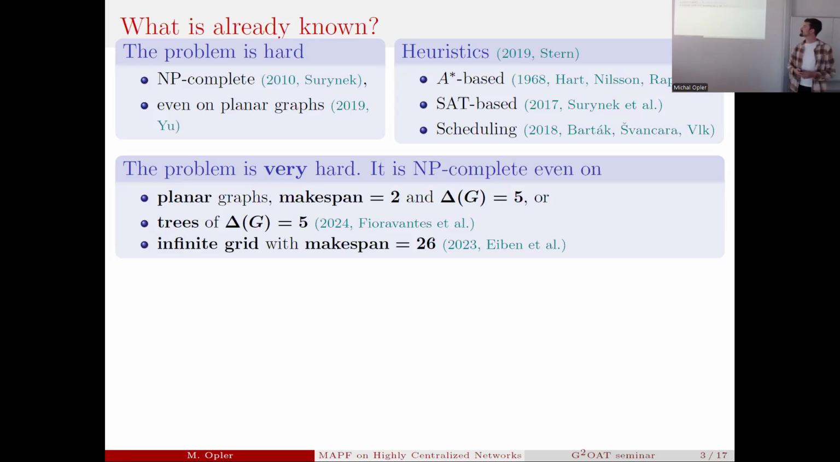And quite an interesting result from 2003 by Ivan et al. is that it's also hard on the infinite grid with constant makespan. So there are no obstacles. It's the full integer infinite grid, and you're essentially just given a starting and end position of each agent, and you're asking whether you can route all of them without collision in 26 steps. And this is also NP-hard.